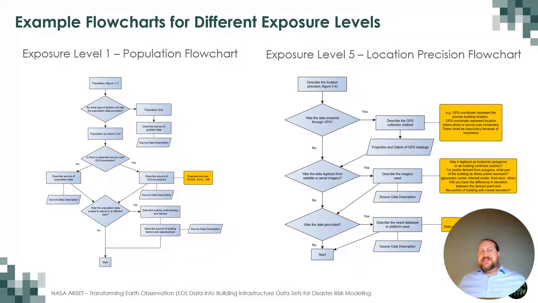And here are two examples for different exposure levels. So different levels are going to need to capture different information, and they'll have different sets of flowcharts available for each level, since they're going to be asking different questions. So on the left, we've got level one, and that's at the global scale. And on the right, level five is capturing information about the precision of specific locations. So that's something to keep in mind. Make sure you're using the right flowcharts to capture information at the relevant level that you're working with.